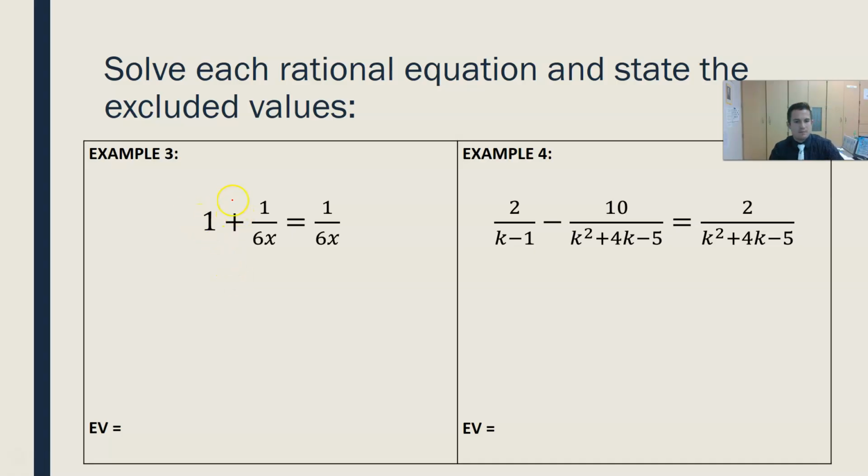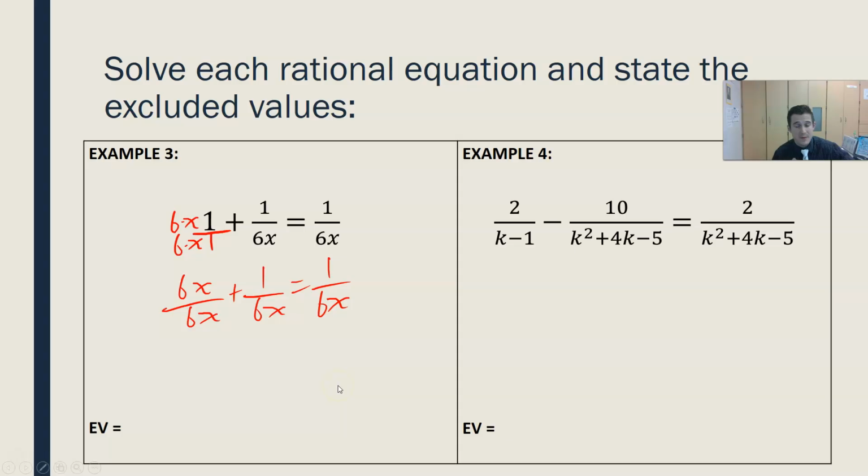Here I have 1 plus 1 over 6x equals 1 over 6x. So let's take a look at this. If I were to write this as a fraction, I just have 1 divided by 1. So in the denominator here I have 1, in the denominator here I have 6 times x, in the denominator here I have 6 times x. What is this denominator missing? Well, a 6 and an x. So I'm going to need to multiply on the top and the bottom of this number by 6x, so I have a common denominator. Okay, so that would give me 6x over 6x plus 1 over 6x equals 1 over 6x.